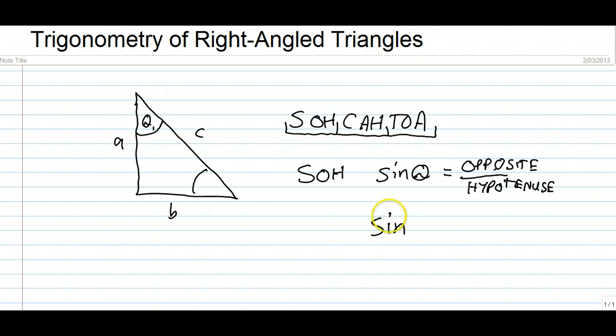So in the case of our example triangle, that's going to be sine theta 1, this angle, equals side B, the opposite side, divided by side C, the hypotenuse. We'll come back to this later, but we'll just stop there and say that's the first relationship in SOHCAHTOA, in trigonometry.